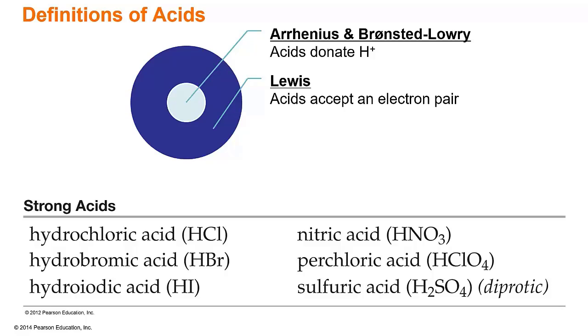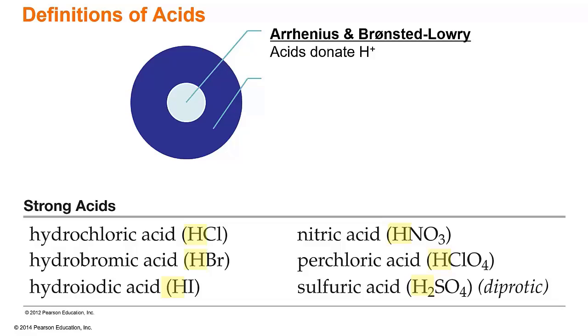There are three main classifications of acids. We have Arrhenius, Bronsted-Lowry, and Lewis. Each one is just a different way of looking at whether or not something is an acid or a base. So to begin with, we've got these examples shown of strong acids, and we'll talk about what strong acids versus weak acids means momentarily.